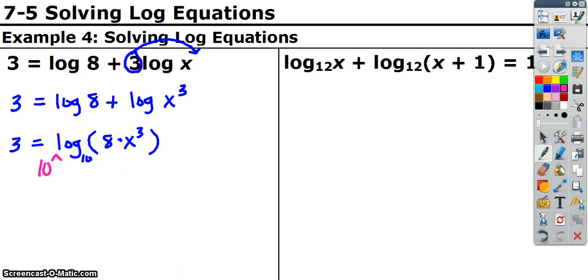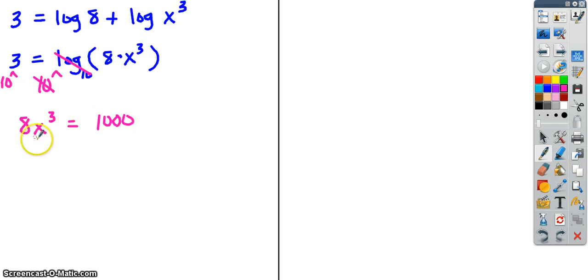So 10 to the log, and then over here, 10 to the third. That's the only way to get rid of a log: 10 to the power of. Remember, logs and exponentials are opposites of each other. So the 10 and the log base 10 cancel. That gives me 8x cubed. And then 10 to the third, that's 1 with 3 zeros behind it. That's 1,000. Let's keep going. Let's divide by 8.